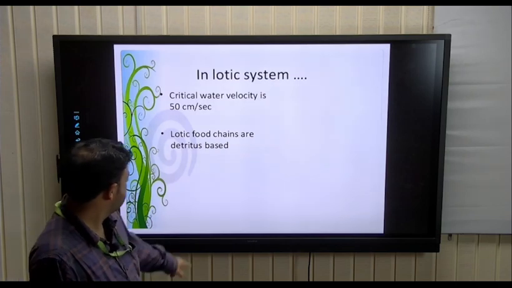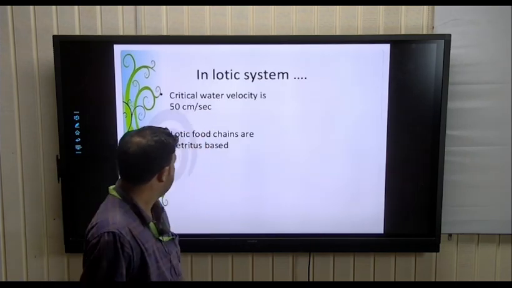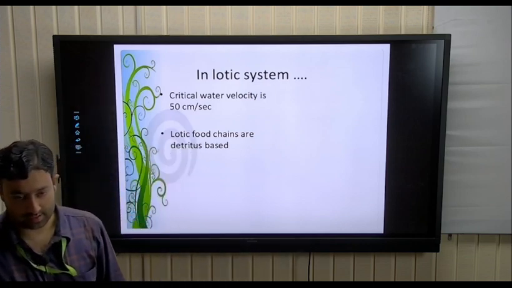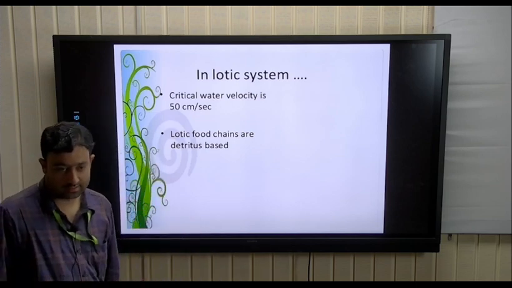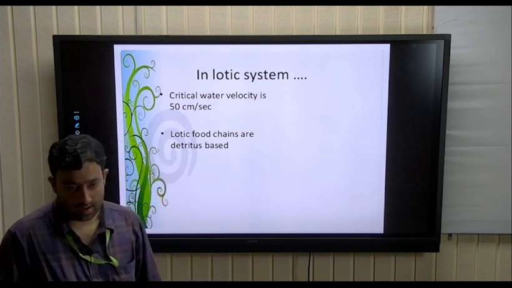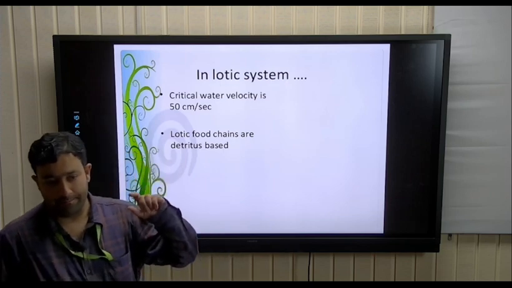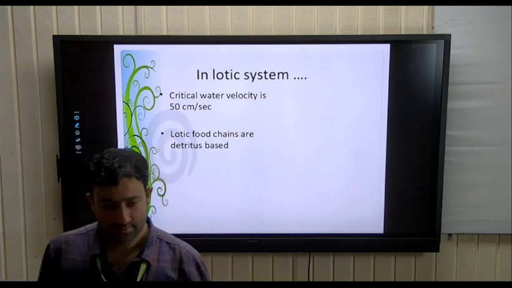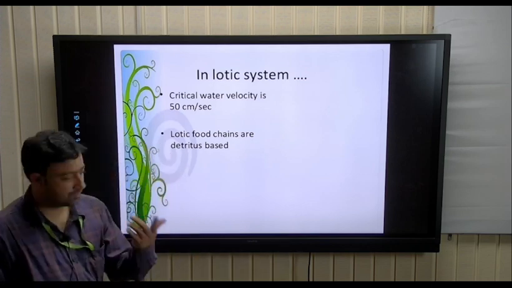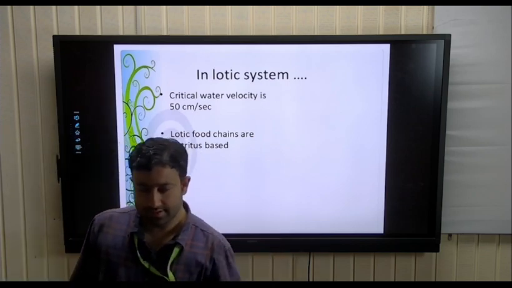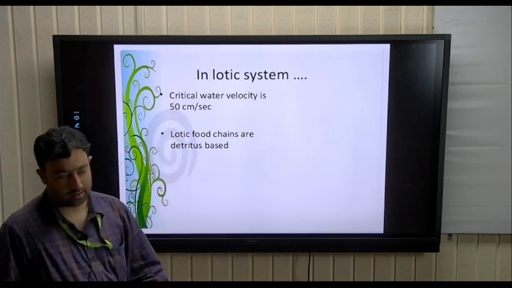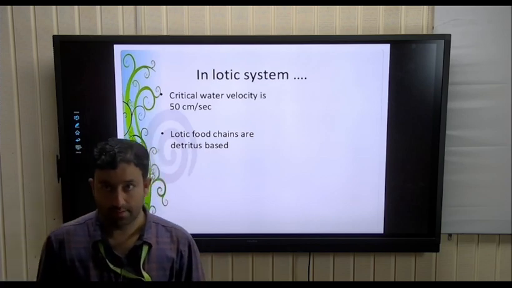Critical water velocity is 50 centimeter per second. Critical water velocity means the flow and direction of water changing from smooth to turbulent, known as the critical velocity of liquid. Lotic systems are detritus based. That means they depend on the remains of living organisms or any decaying matter that is present in the water.